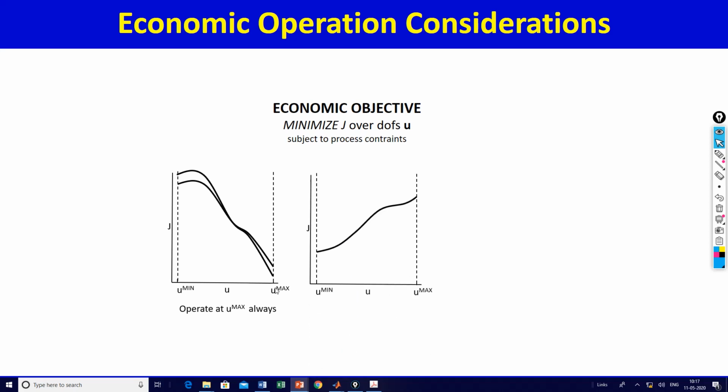Alternatively, you may have a variation in J with respect to your degree of freedom, with respect to your set point, as in this figure, monotonically increasing, and even if there is a disturbance, the shape remains similar. You may have shift up, shift down, some tilt here and tilt there. So regardless, because the shape remains similar, the optimal operating policy here that minimizes J is operate U at U min. So operate at U min always. That's the optimal operating policy.